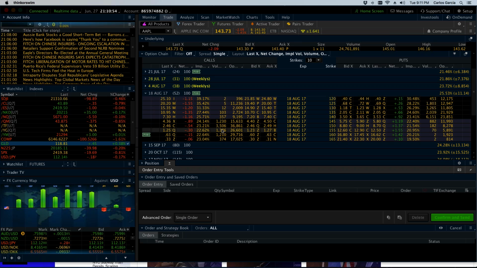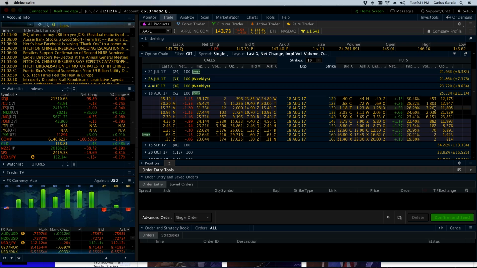You see here, this is the 155 August 18 calls, 1,300 on the day. The 150, 3,500 were bought on the day. And on the put side, you see on the volume 2,000 on the day, 3,000 on the day for the 130 puts. So that's what we look for. We want to see some volume, and we at least would like to see 500 to 1,000 open interest contracts, because again, it's all supply and demand.